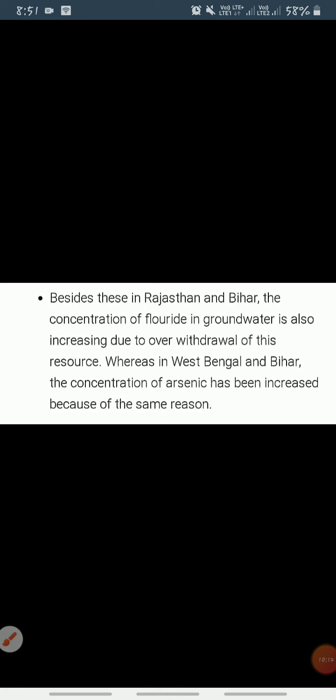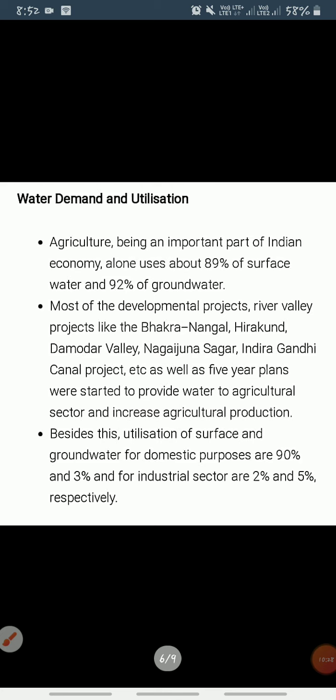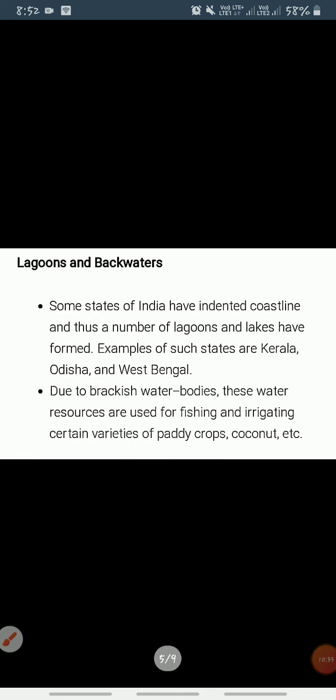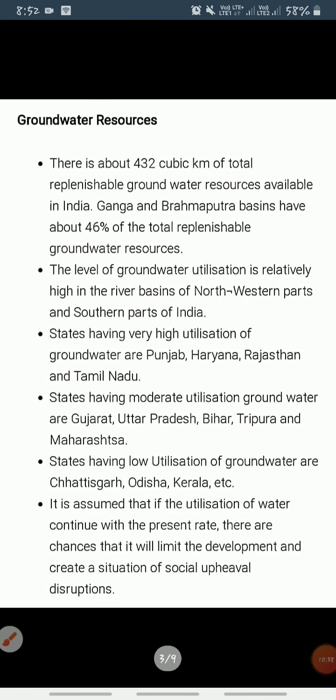So today what we have discussed? We discussed the demand of water for irrigation. इरिगेशन में जो हम पानी यूज़ कर रहे हैं, जो रेनफॉल से है, और जो हमारा ग्राउंड वाटर है या सरफेस वाटर है, उसकी डिमांड कितनी है, उसका यूटिलाइजेशन कितना है, एंड लेगून्स और बैक वाटर्स की हमने बात करी. अगेन हम ग्राउंड वाटर सोर्सेज और सरफेस वाटर को हमने कंपेयर किया. So today we have discussed all about the groundwater resources.